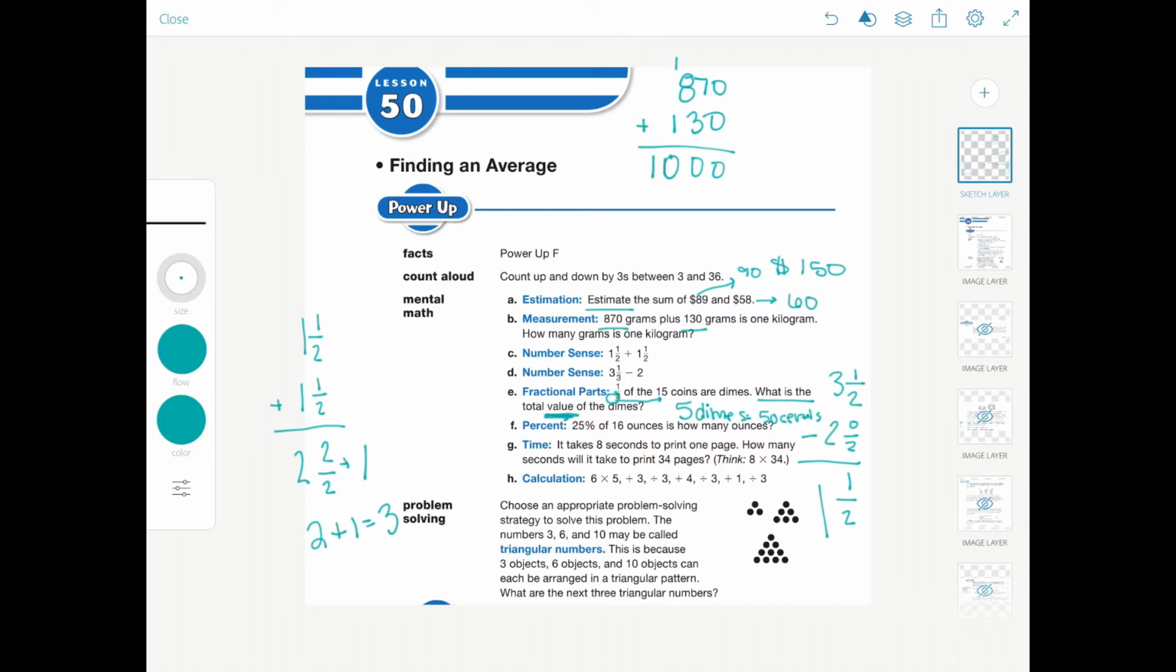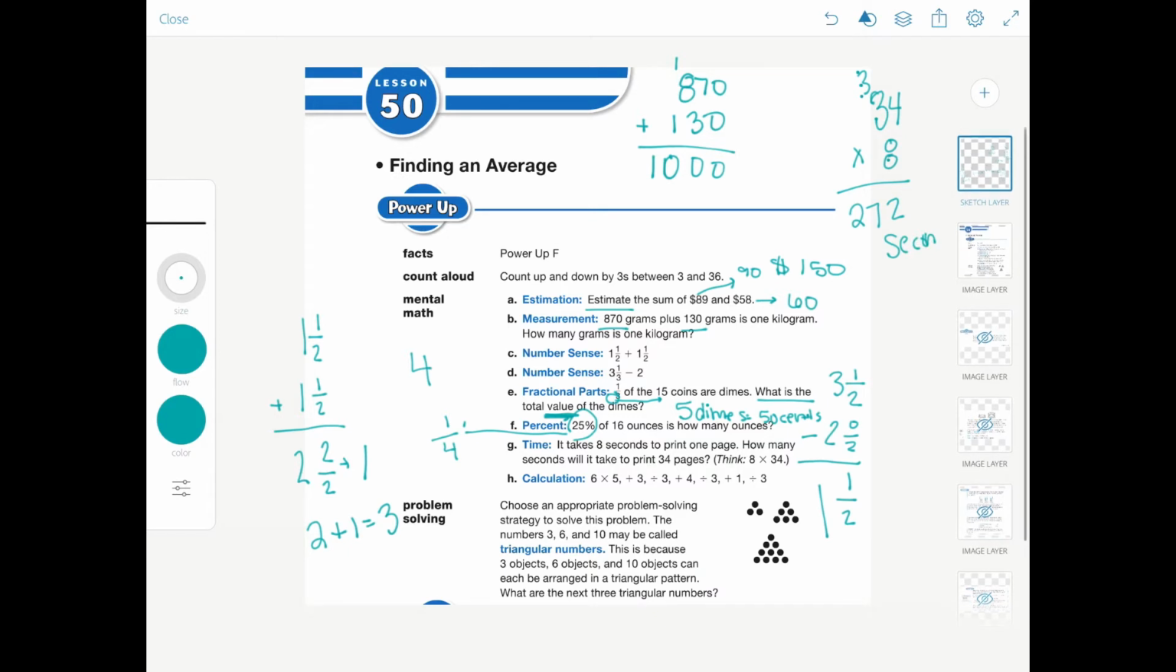25% of 16 is how many ounces? Well, 25% equals 1/4. So we have to divide 16 by 4. So 16 divided by 4 is 4, so it would be 4 ounces. It takes 8 seconds to print 1 page. How many seconds will it take to print 34 pages? So we have to do 34 times 8, and it's 272 seconds.